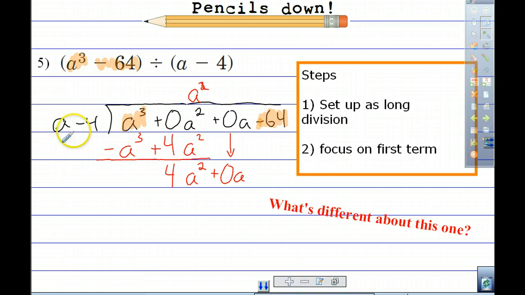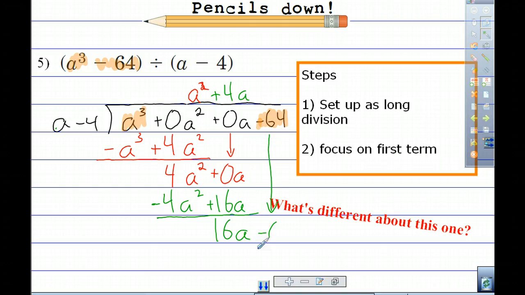We have a going into 4a squared. A times what is 4a squared? 4a. Positive 4a. Multiply. 4a squared. 4a times negative 4 is negative 16a. Switch the signs. Minus plus 16a. Bring down 64. One more time.